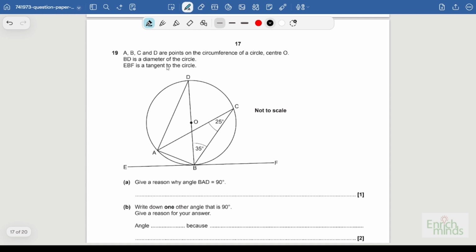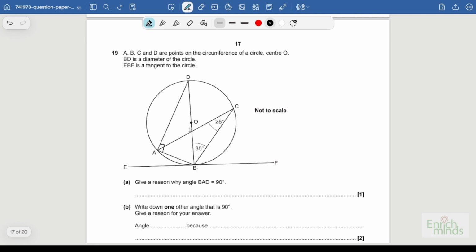A, B, C and D are points on the circumference of a circle with center O. BD is the diameter of the circle. EBF is tangent to the circle. So this is the diameter and the tangent. Give a reason why the angle BAD, that is this angle. So we need to tell why this angle is equal to 90. So why is this 90 degrees?